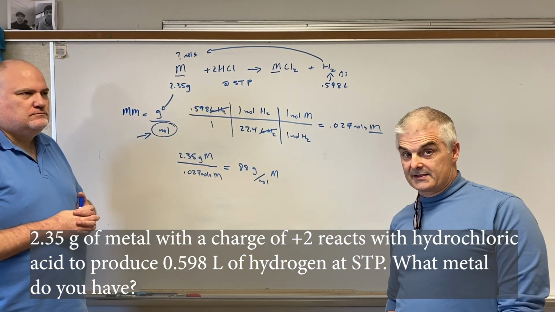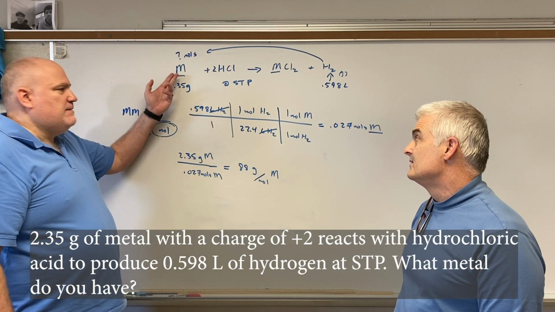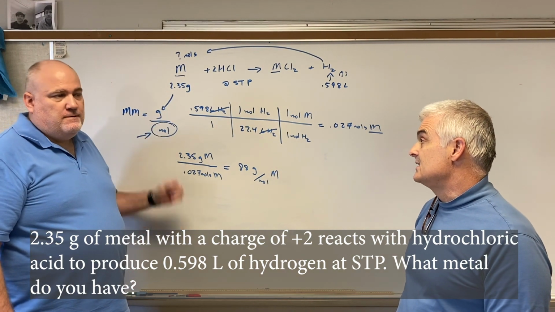So when we look at the periodic table, you might say, wait a second, I'm looking, strontium has a weight of 87, and yttrium has a weight of 89. And so it's kind of in between. So which one would you choose? Well, in this particular case, we know that this is a metal, and we know that it has a +2 charge. Ah, that's a key thing, the charge.